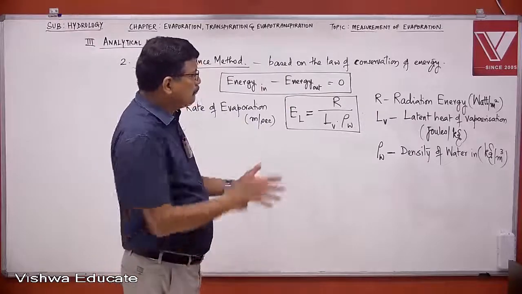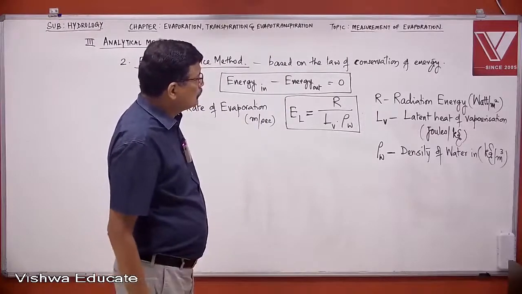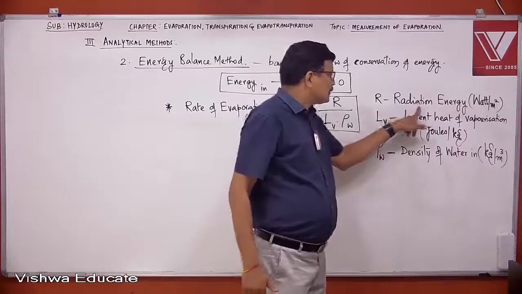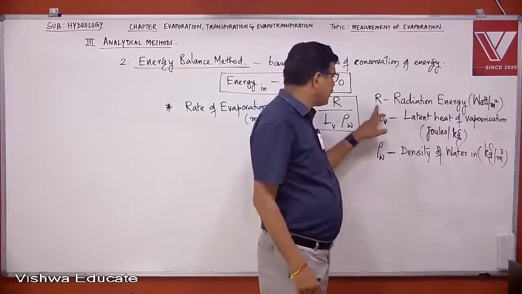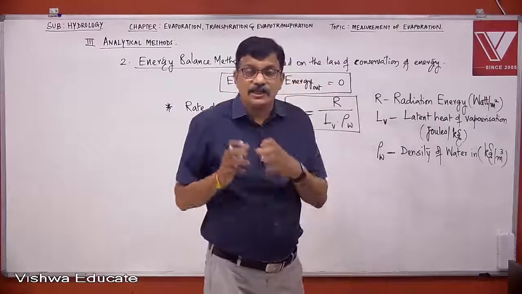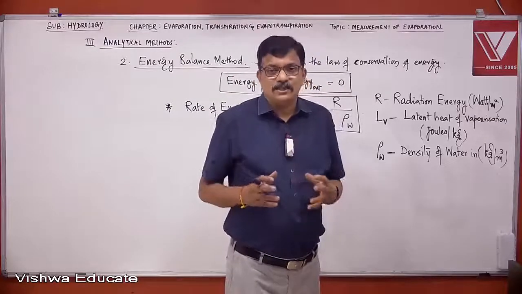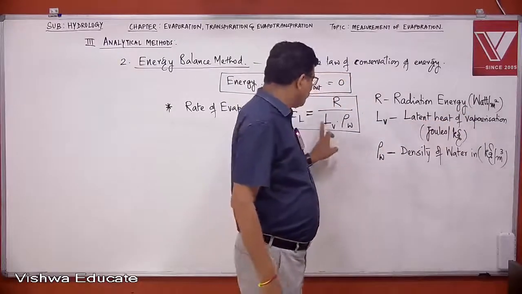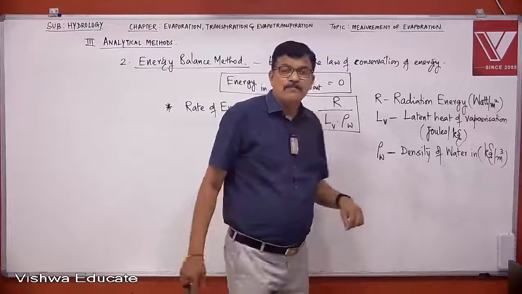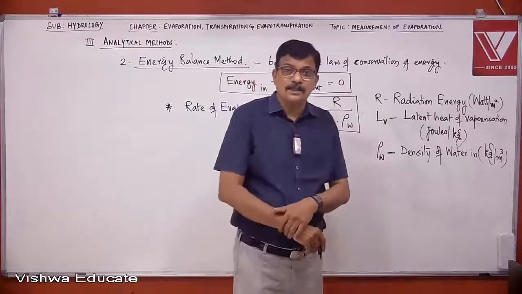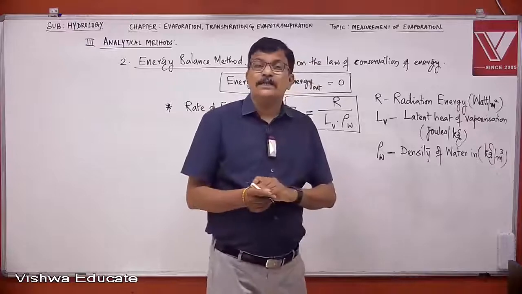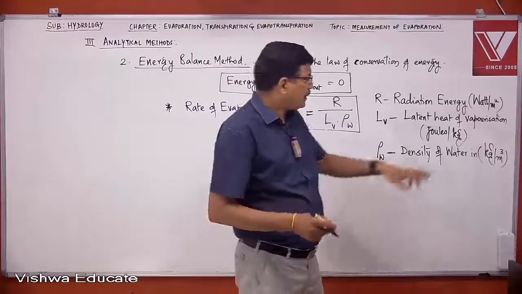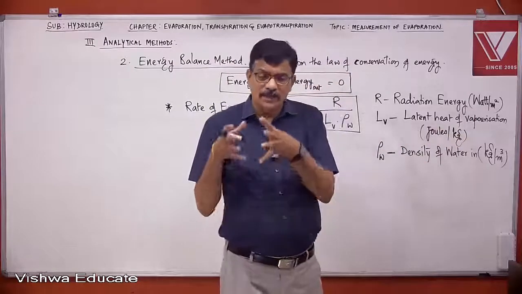Okay, so that is what we have. Let us review these terms again. R stands for the radiation energy, that is the light energy from the sun, whose units are watt per meter square. This LV in the denominator stands for the latent heat of vaporization. Now, what do we understand by latent heat of vaporization? Vaporization is nothing but evaporation. Vaporization is change in state from liquid to gaseous state.